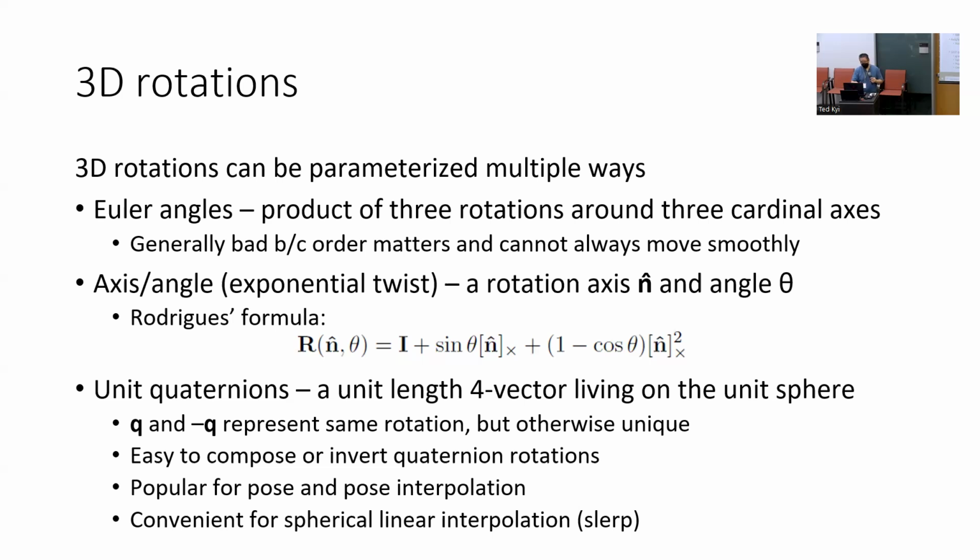They're easy to compose or invert. So if you have a rotation represented by 3 quaternions, you can combine them. There's a shortcut formula that's a very fast way to combine them. That's not necessarily true for all other representations.